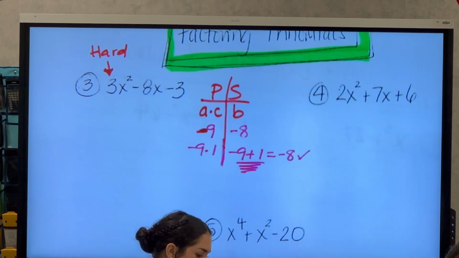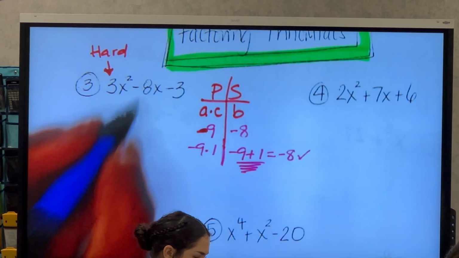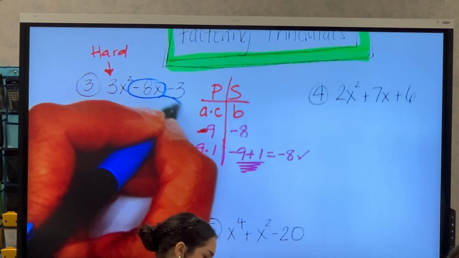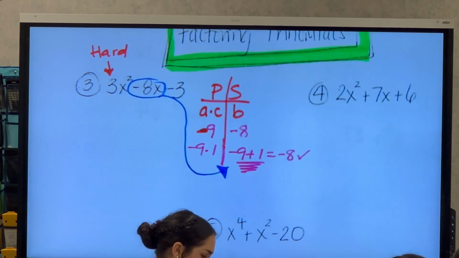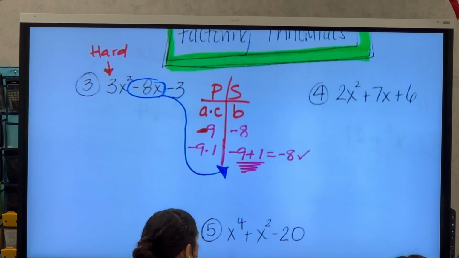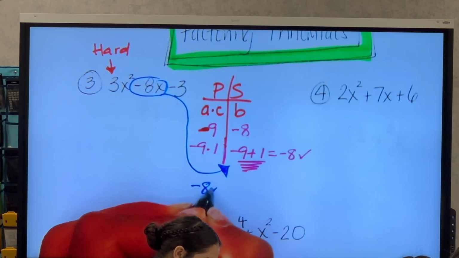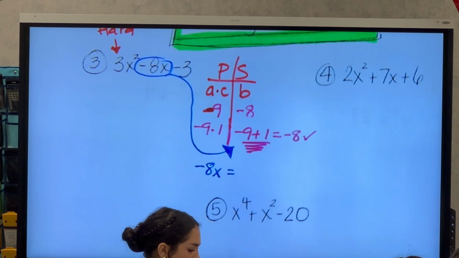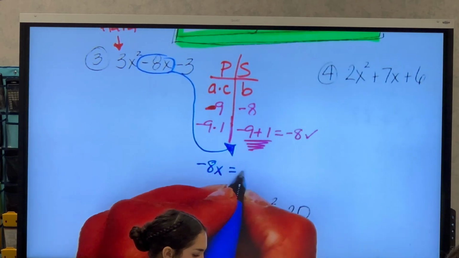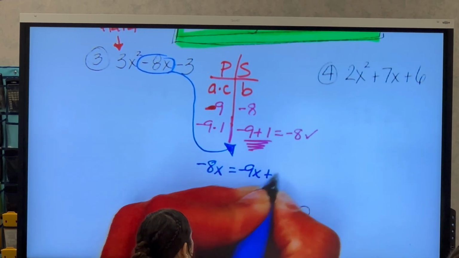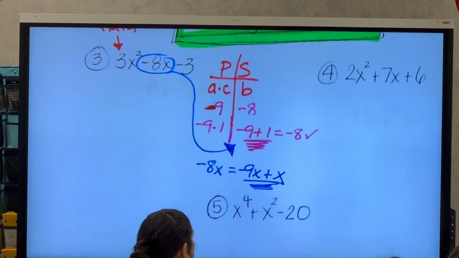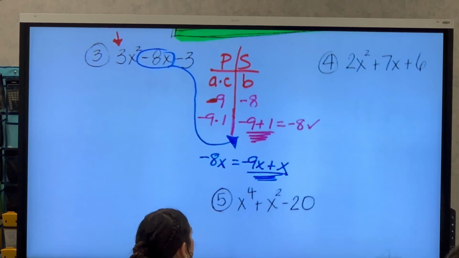All right, so then we take the middle term. The middle term is the -8x, so circle the -8x. We need to replace it with the new numbers, the product sum numbers, because we know that they work for this situation. They satisfy the product and the sum. So we're going to take that -8x and replace it with the new numbers, but it's got to add up to -8x. So the -9 and the 1 need to have an x attached to them. So -9x plus 1x is what we need to replace it with. Okay, so let's rewrite it.